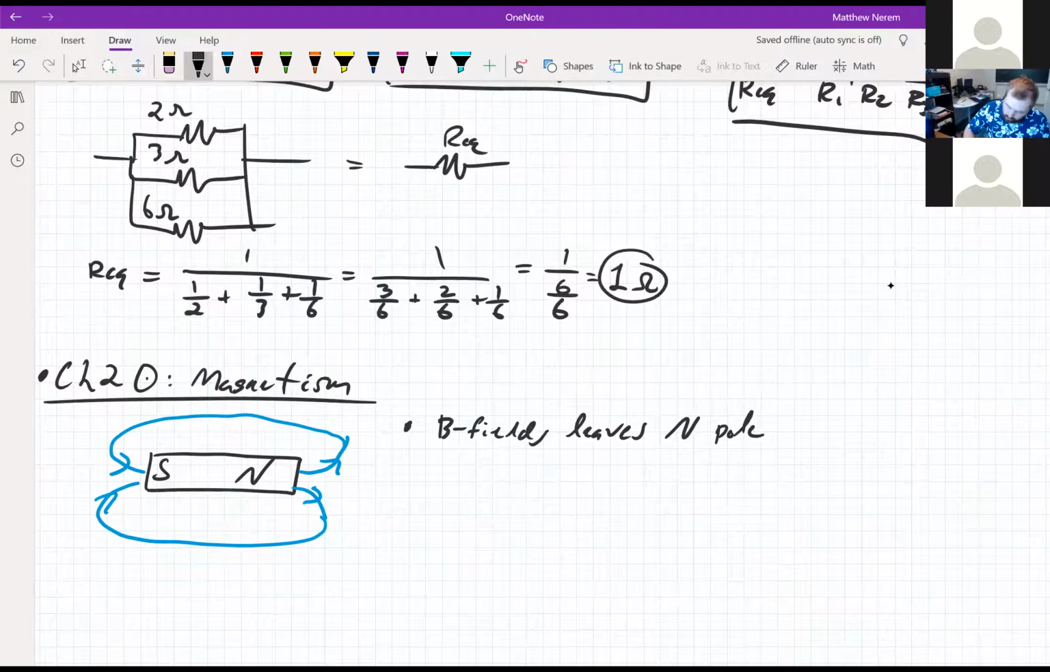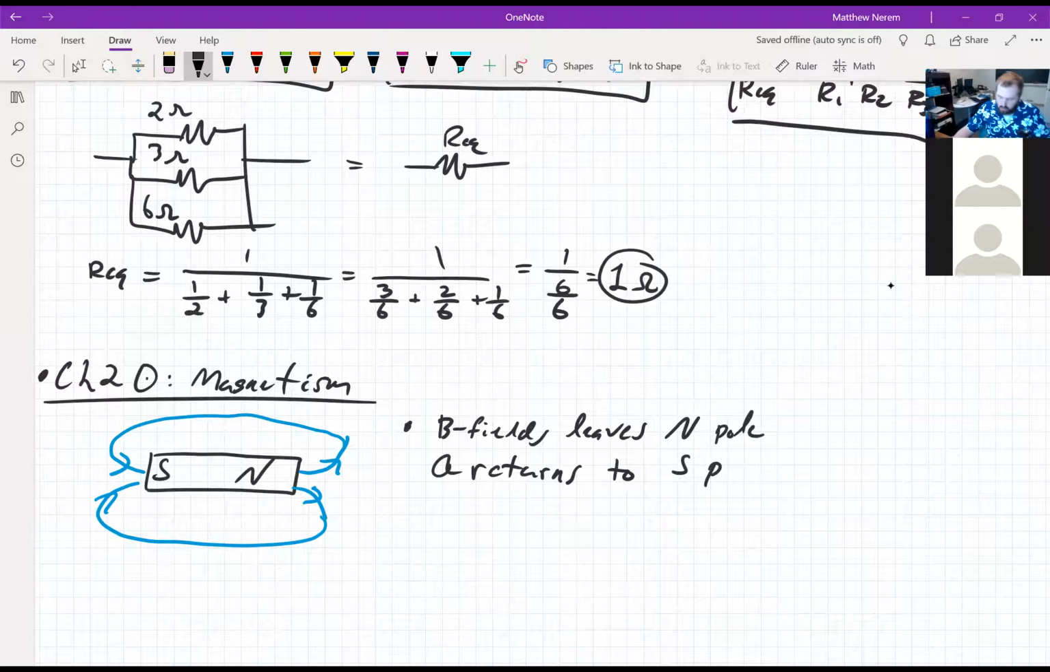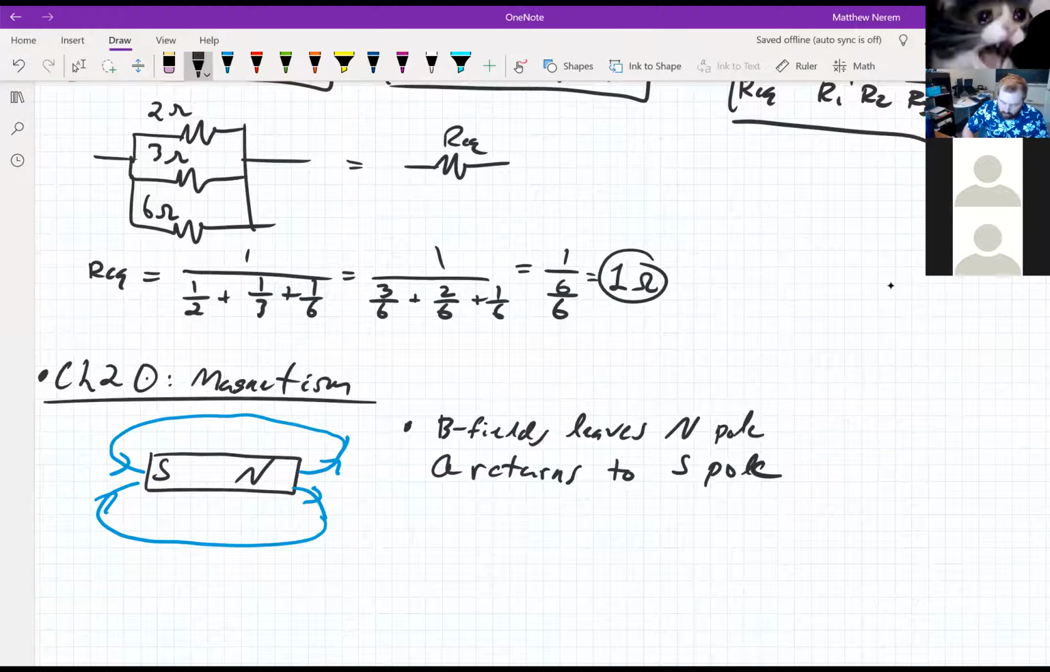The field leaves the North Pole and returns to the South Pole. So, fun fact, Earth's geometric poles, right? We've got our north and south geometric poles, and we have our magnetic poles. They're opposites of each other.